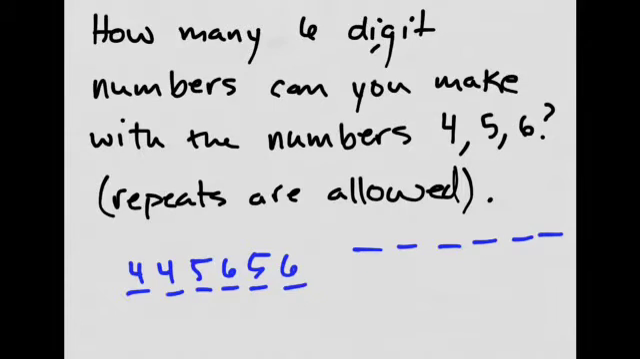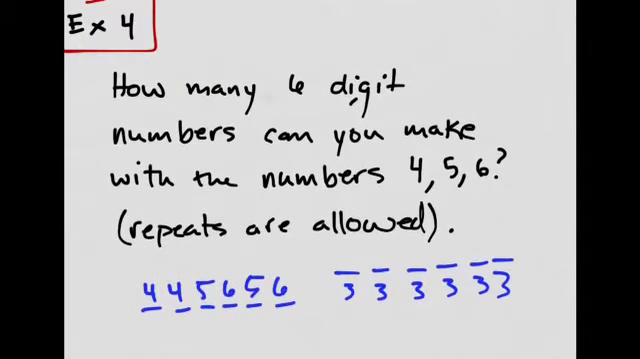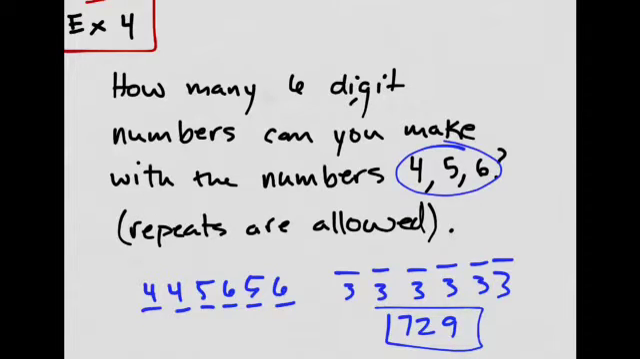I have 3 options here, 3 options here, 3, 3, 3, 3, and so I just multiply them all together. Repeats are allowed, meaning I could have like 4, 4, 4, 4, 4, 4. So I still have 3 options the whole time, and that's going to be 729 of those numbers. I could have 729 6-digit numbers made out of the numbers 4, 5, and 6.